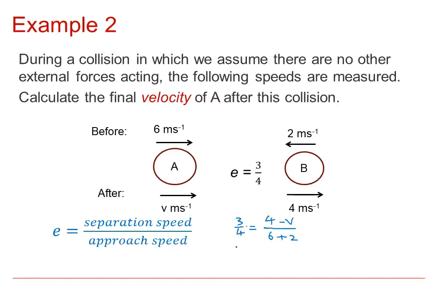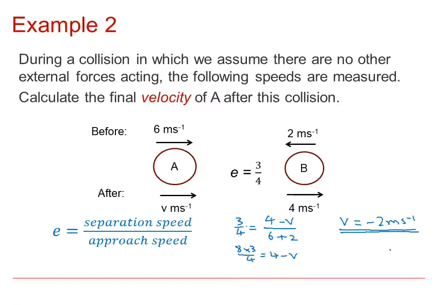So that gives me 8 times 3/4 is 4 minus V, or V equals minus 2 meters per second. So if the velocity is minus 2 meters per second, that means that the arrow was indeed pointing the wrong way and that A will rebound to the left.